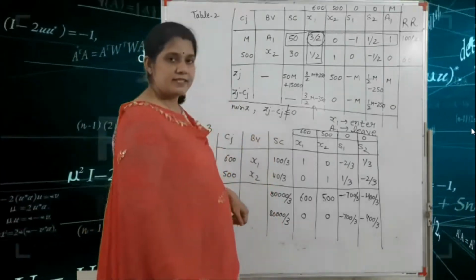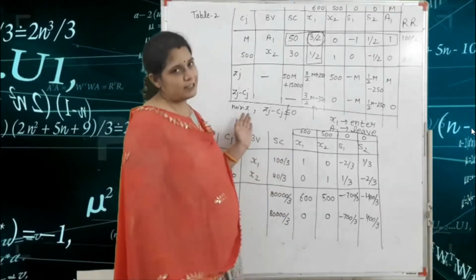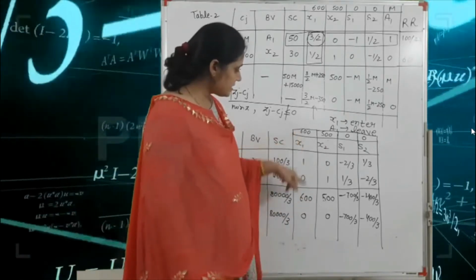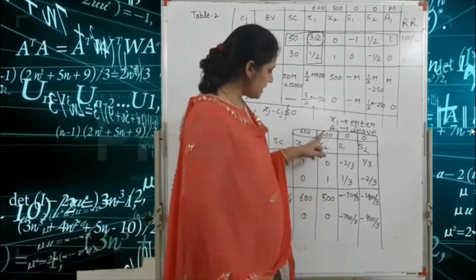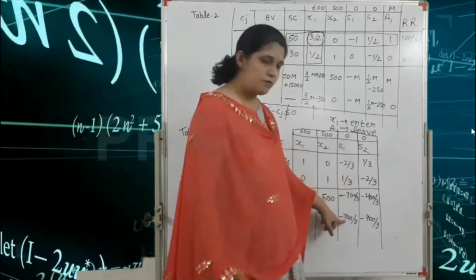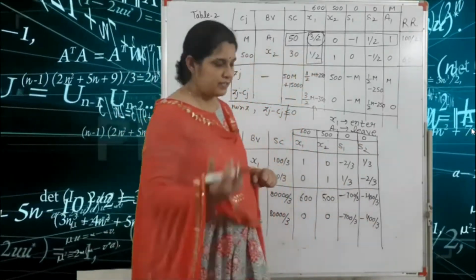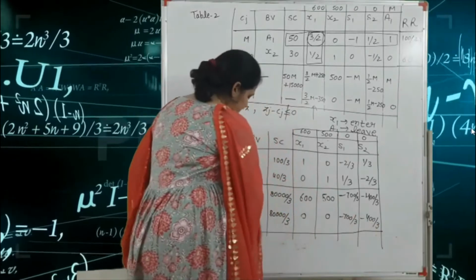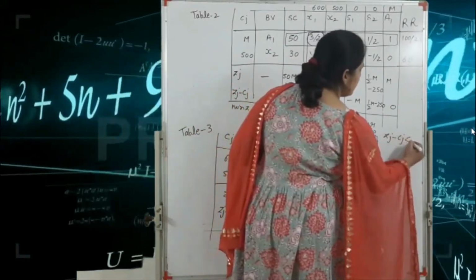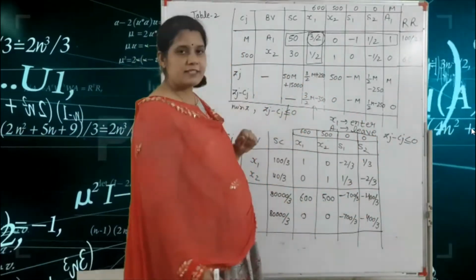So what is Zj minus Cj? We write here the same values because this is our final table, or you can write the dash sign. So 600 minus 600 is 0. 500 minus 500 is 0. Minus 700 by 3 minus 0 is minus 700 by 3. Minus 400 by 3 minus 0 is minus 400 by 3. So see here, all the values of Zj minus Cj are less than or equal to 0. So our condition is satisfied for the minimization Z.